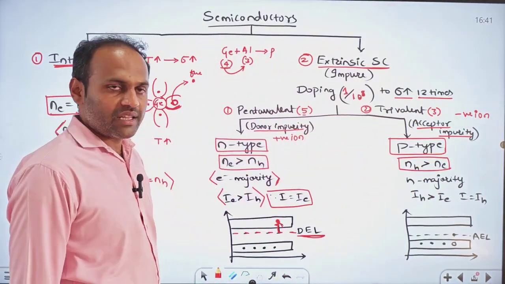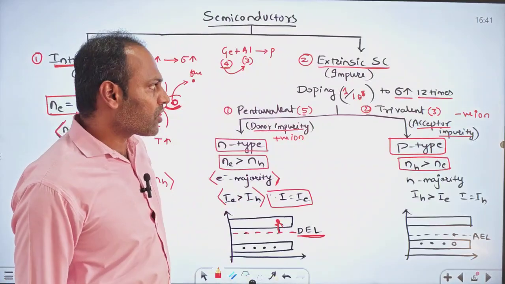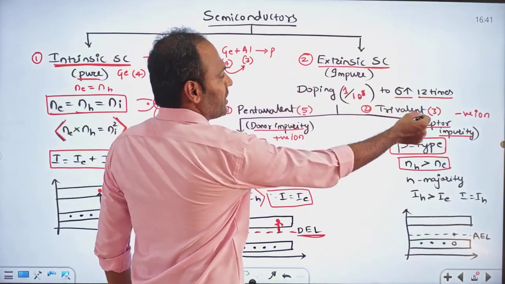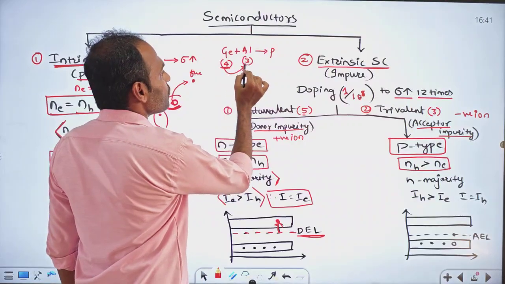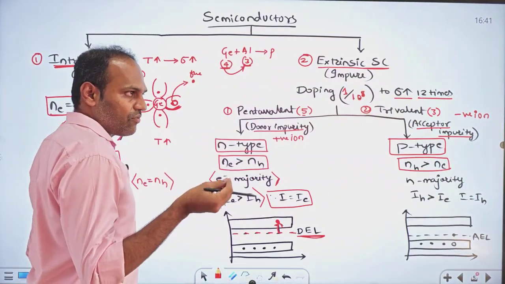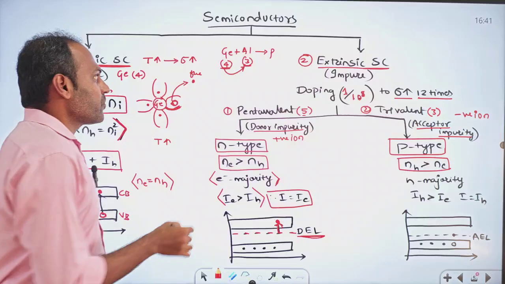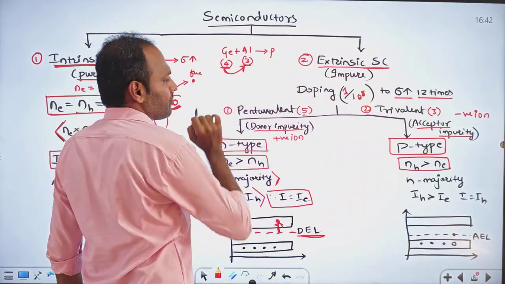Here the number of holes will be greater than the number of electrons. See, here what happens when you add a trivalent impurity compared to the pure semiconductor, it has one deficiency of electron. So that's why it will accept an electron from germanium.